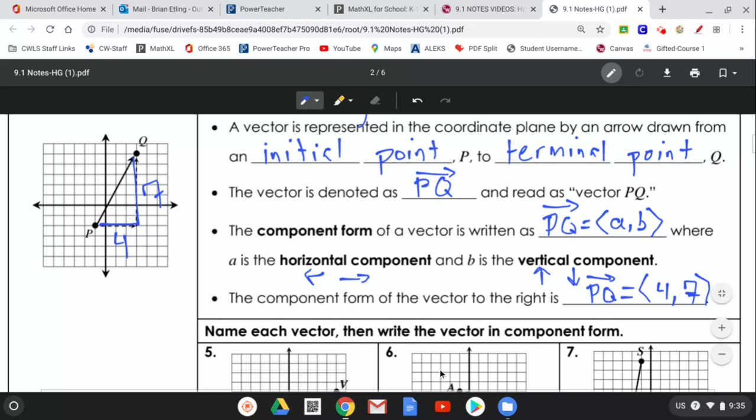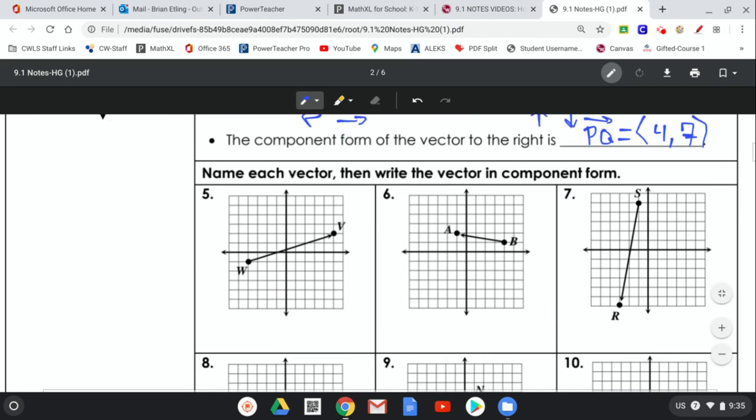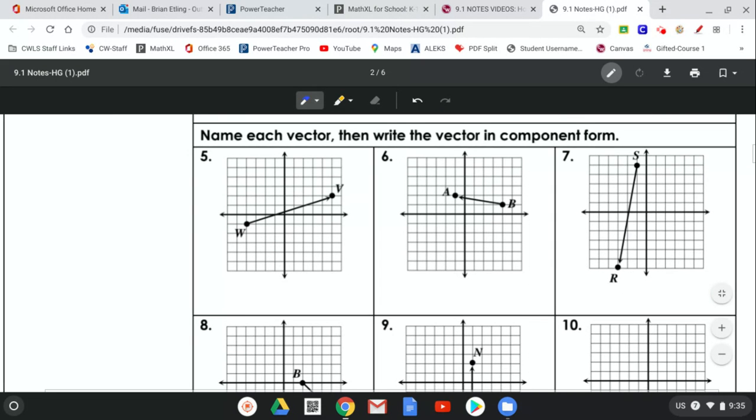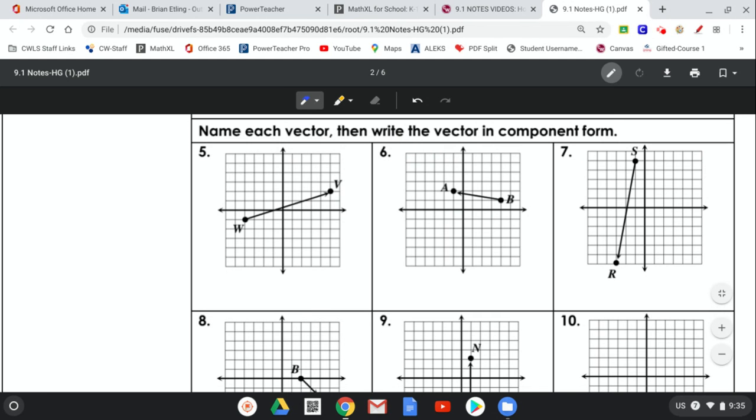All right, so hopefully this is starting to make a little sense. Hopefully it'll make a little bit more sense when we do some of the examples. So we have to name each vector, then write the vector in component form. Make sure we're naming it correctly. The first letter we use is the initial point, where it's starting. And the second letter we use is the terminal point, the point next to where the arrow is. So with this one, this is going to be vector WV.